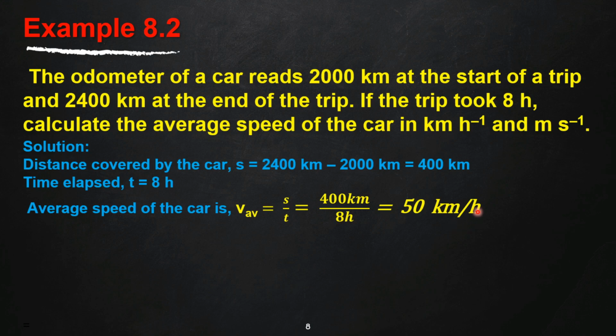See, in the question it is asked in meter per second also. So we will have to convert kilometer into meter and hour into second. So 50 into 1000 upon 1 hour means 3600 second. So dividing this, we will get 13.9 meter per second.